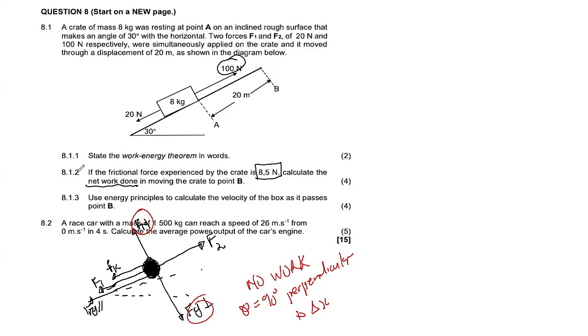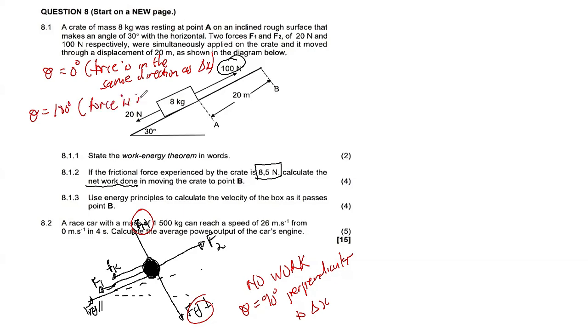But there's also something that you need to note. Theta will be 0 degrees if the force is in the same direction as the displacement, or the direction of motion. And then theta will be 180 degrees if the force is in the opposite direction to the displacement, right? So that means all the forces that are down the slope are in the negative direction of motion. Why? Because the 8 kg block is moving up the incline.